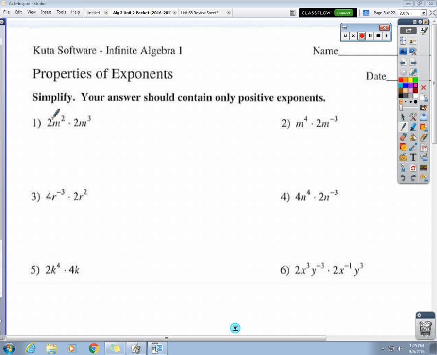So you would just do 2 times 2, and that makes 4. And then since you're doing m squared times m cubed, what are we supposed to do to combine those exponents? Add them. So it would be m to the 5th power. And that's the answer.